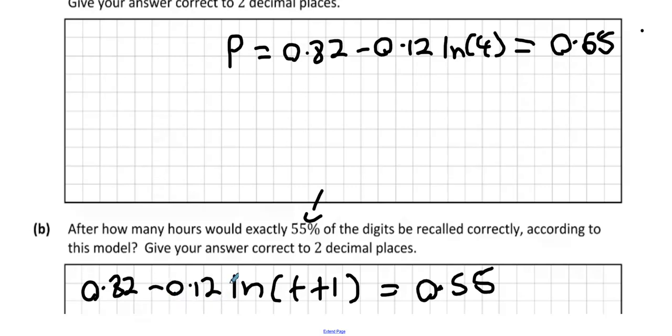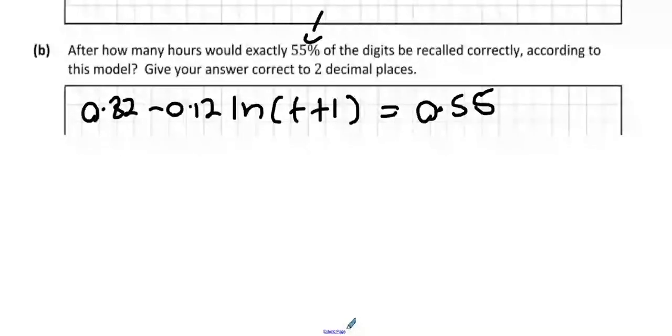Actually, I must give this to my fifth year son. So what do you think here? Yeah, bring the 0.82 over and take it away from the 0.55.